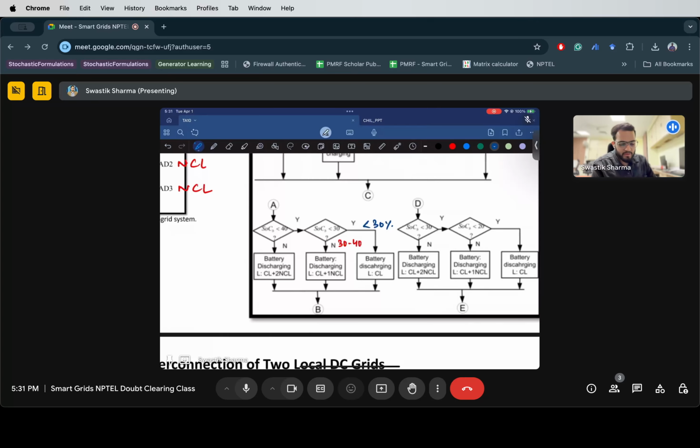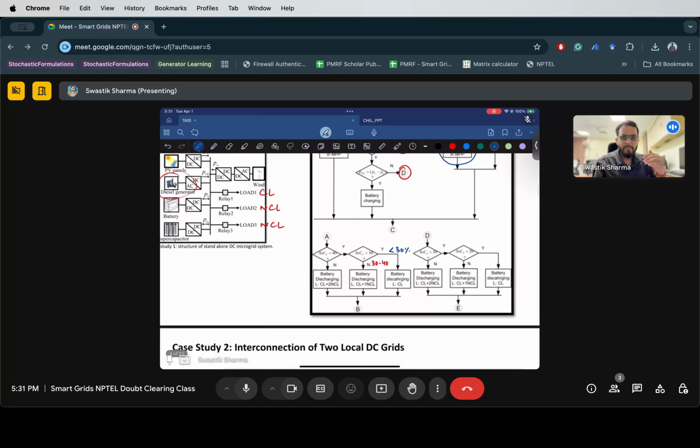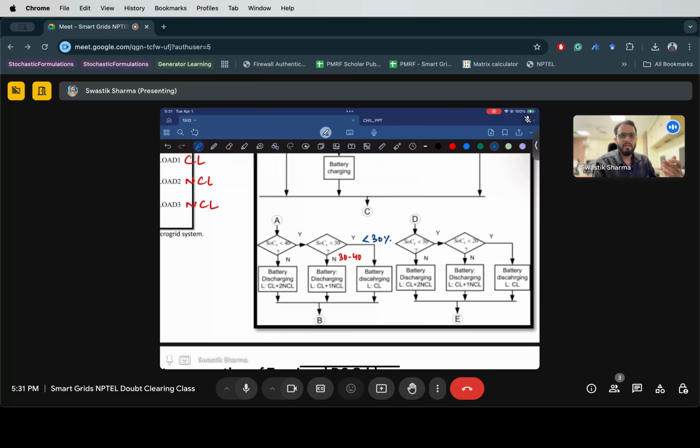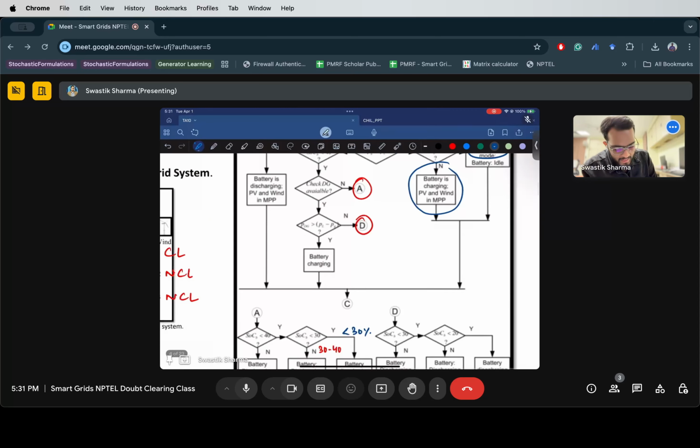So as I've told you, critical loads are something that you have to make sure you are able to provide power to. A critical load is nothing but your hospital loads, right? These are critical loads. You want to make sure that they have power at all times. So how we do that is by checking the level of the battery's SOC. Now that is when there is no DG available.